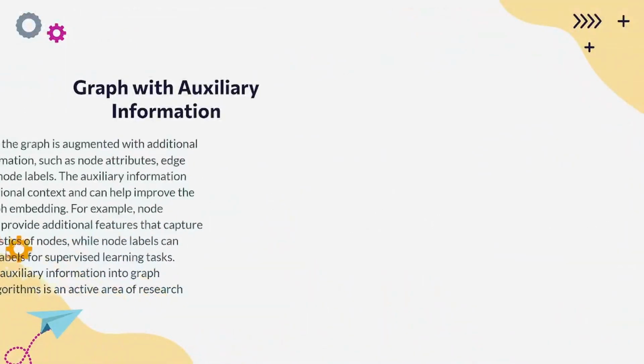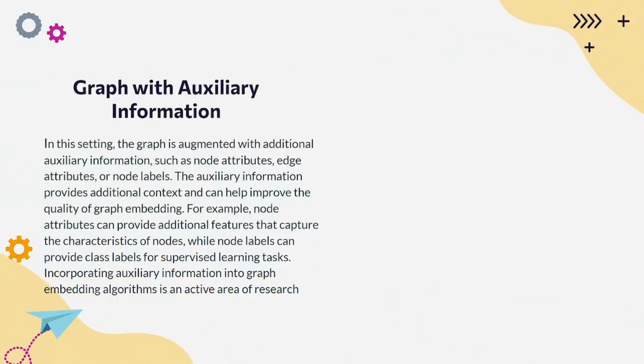Graph with auxiliary information. In this setting, the graph is augmented with additional auxiliary information such as node attributes, edge attributes, or node labels. The auxiliary information provides additional context and can help improve the quality of graph embedding. For example, node attributes can provide additional features that capture the characteristics of a node, while node labels can provide class labels for supervised learning. The constructed graph.